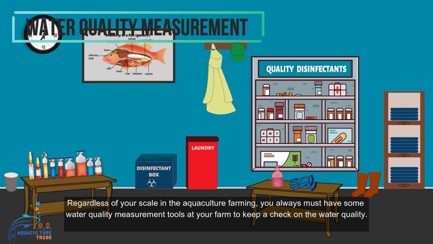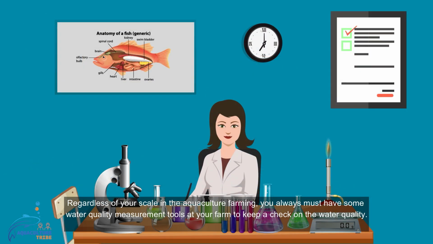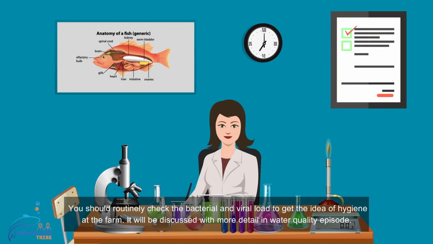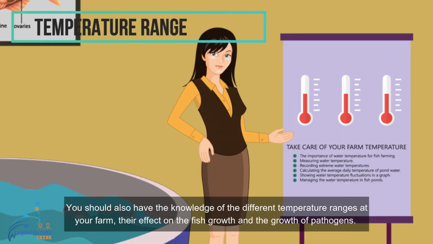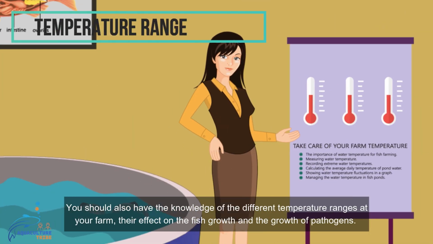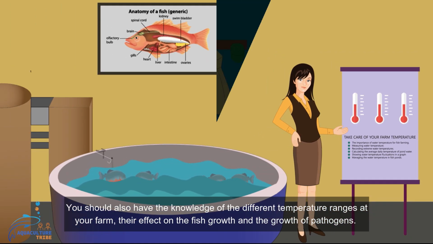Regardless of your skill in aquaculture farming, you must always have some water quality measurement tools at your farm to keep a check on the water quality. You should routinely check the bacterial and viral load to get an idea of hygiene at the farm. It will be discussed in more detail in the water quality episode. You should also have knowledge of the different temperature ranges at your farm, their effect on fish growth and the growth of pathogens.